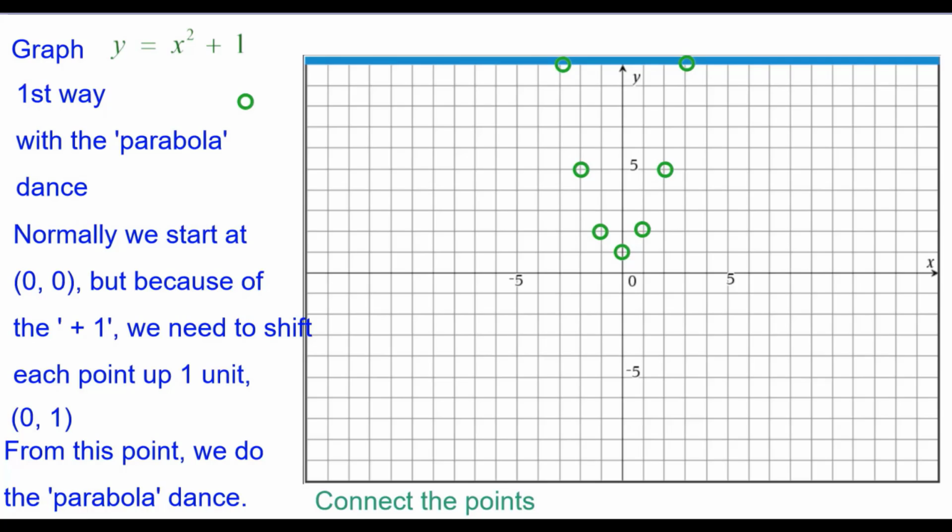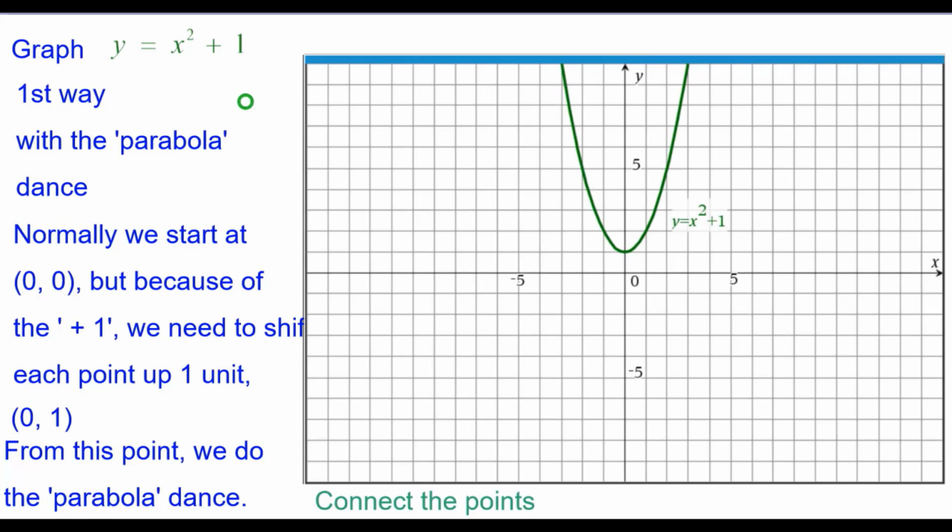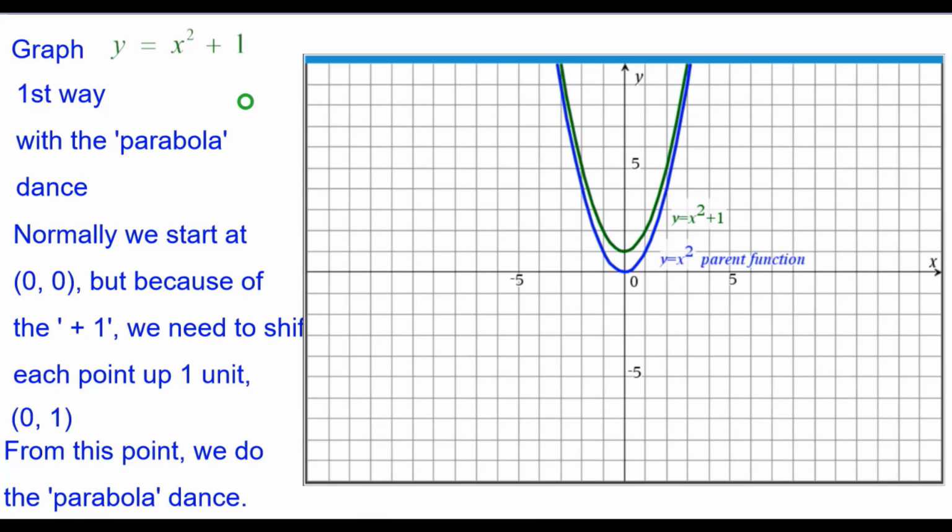Connecting the points, we get a beautiful parabola, y equals x squared plus 1. Comparing it to the parent function, which is in blue here, we can see that from the blue to the green, it's shifted up 1 at that point, and at that point, in fact, all points.